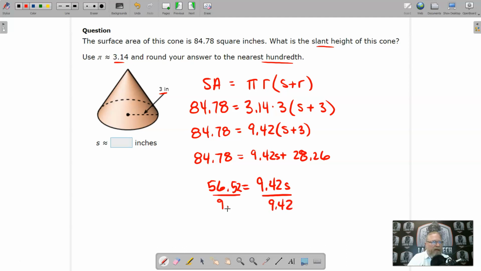What we do to one side, we're going to do to the other. Those will cancel each other, leaving me with just s on the right, and 56.52. Going to divide that by 9.42, and that will give me an answer of 6. So our slant is 6. Does this seem to make sense that the slant right here is equal to 6? Yep, that would seem about right. Maybe twice as much as the radius. Seems pretty reasonable to me.